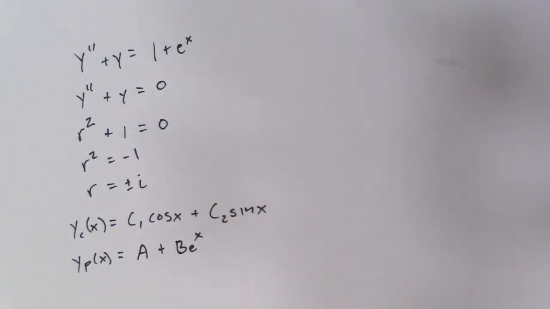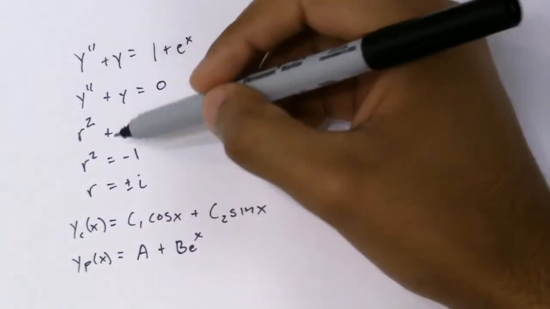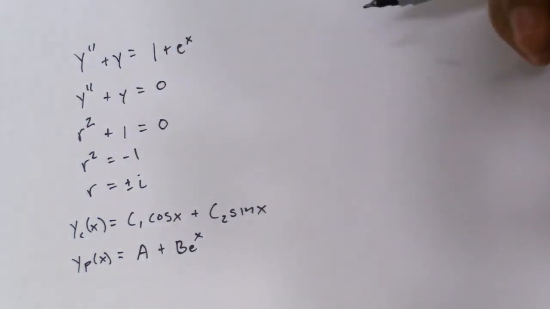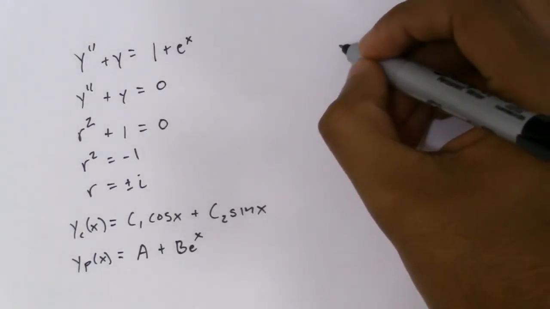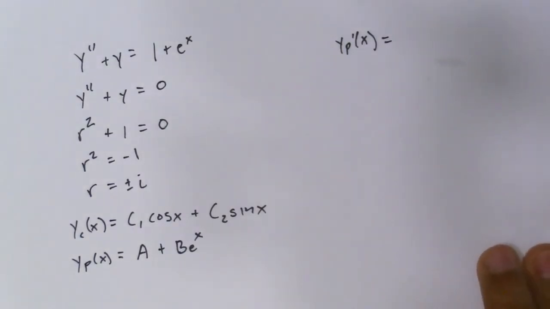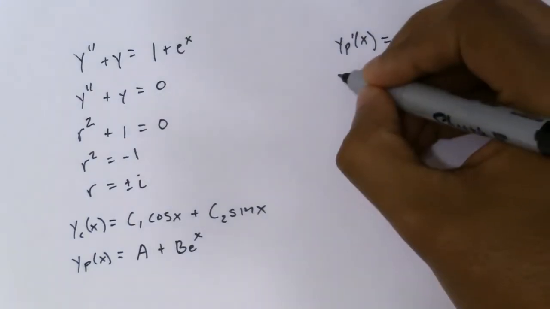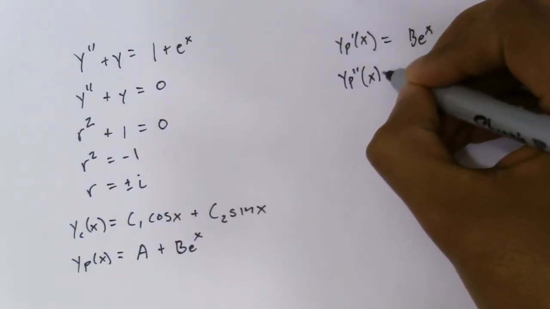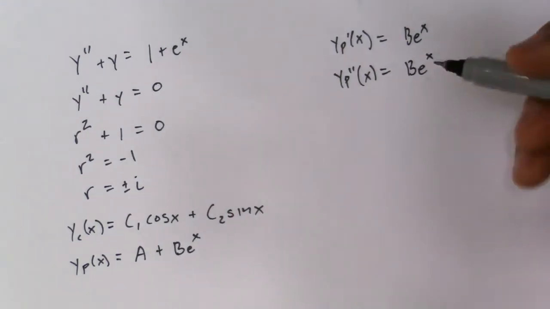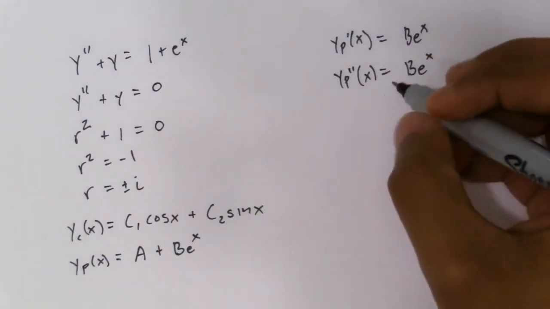So now we have to plug yp into this equation, such that we have to find the second derivative, basically. So I'll do that over here. yp prime of x is simply b e to the x. And if we take the derivative again, we get the same thing. Fundamental property of an exponential function. Now we plug this into here and see what we get.